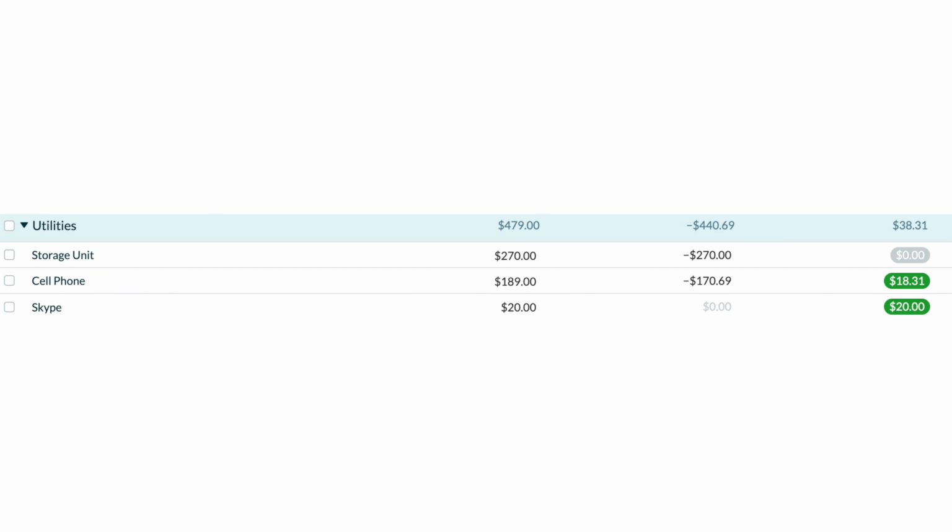In the utilities category, in this first column that says storage unit $270, that first column is how much I planned to spend. That's what it was going in at the beginning of the month. The middle column is how much I actually spent, and the last column is if I was under or over. Under would be green, over would be red, and grayed out would be exactly even. So in the storage unit category, I planned $270. I actually spent $270, so I wasn't under or over at all.